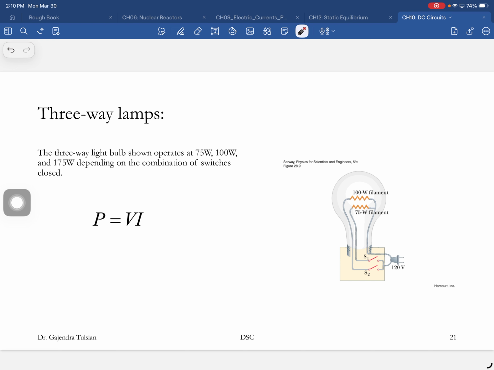And what does the fuse do? If this device is on, this device is on, the current is the sum of all the currents being drawn. And if you draw too much current, you might fry these wires, so you have fuses to prevent that from happening.